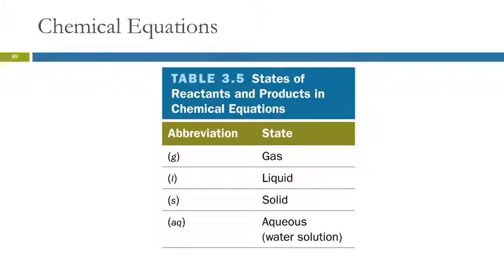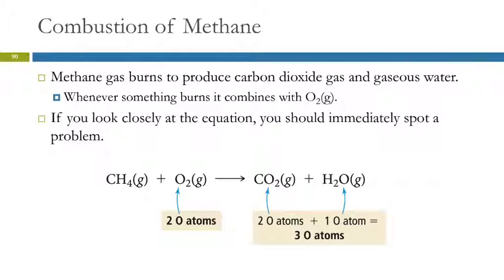These are, we call them state symbols. These are the abbreviations to indicate what state something is in a chemical equation. So G for gas, L for liquid, S for solid, and AQ means aqueous. It means it's dissolved in water, a water solution of that compound.